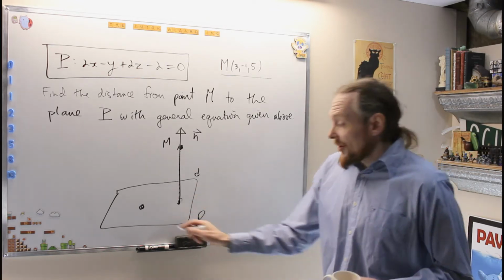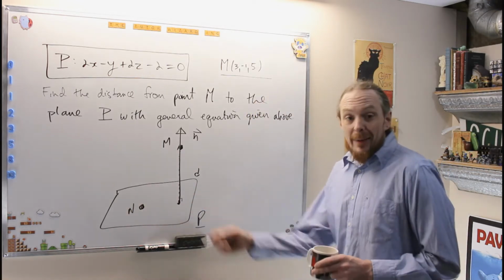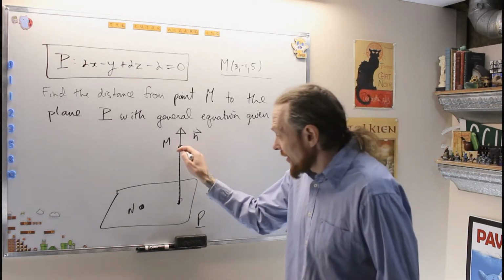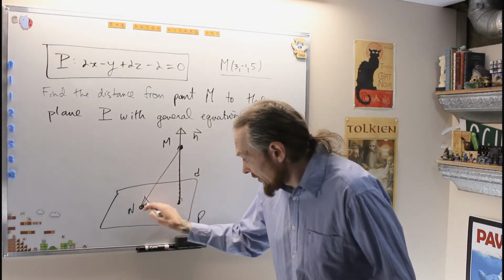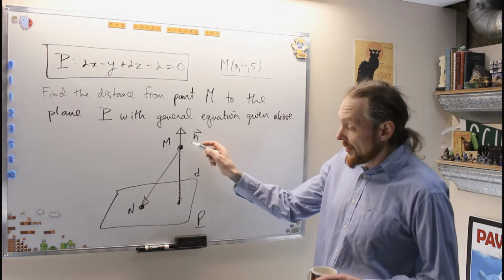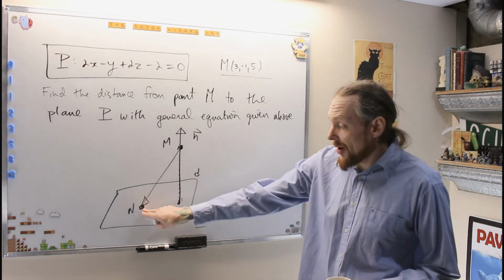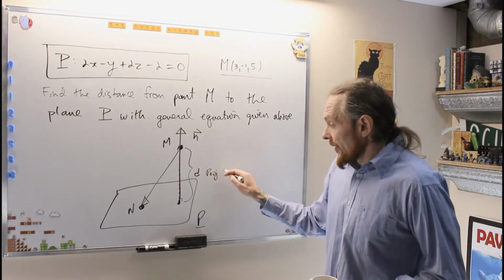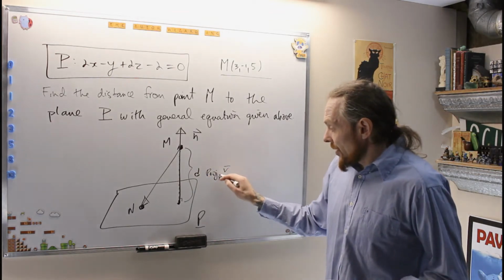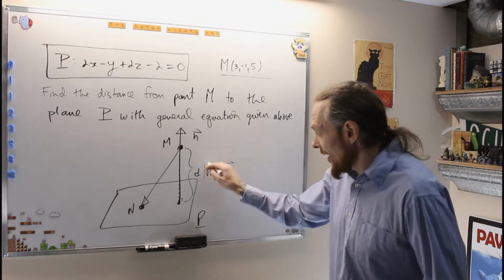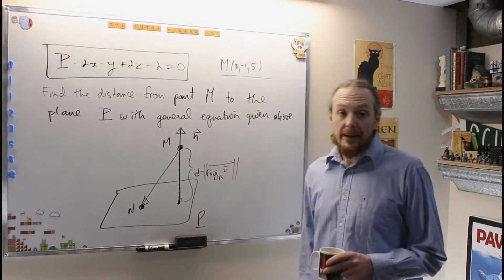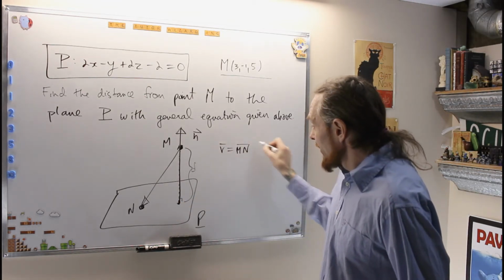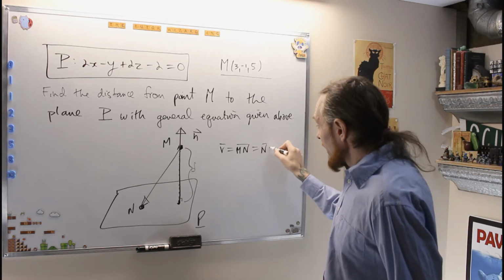What I now need is an arbitrary point N in my plane, so that I can create another vector. Once we create this vector, we're going to orthogonally project it onto n, and that will be the projection of the vector v we're going to create onto n. Then the length of that is exactly d. The vector we're going to create, v, is going to be equal to MN, which as vectors is N minus M.